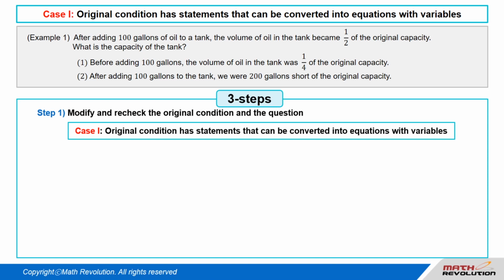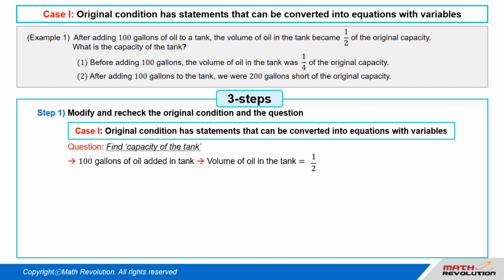Case 1. Generally, the original condition has statements that can be converted into equations with variables. Be sure to remember this. You should master making equations from the statements in the original condition. We have to find the capacity of the tank if the volume of the oil in the tank becomes 1/2 of the original capacity when we add 100 gallons of oil to the tank.